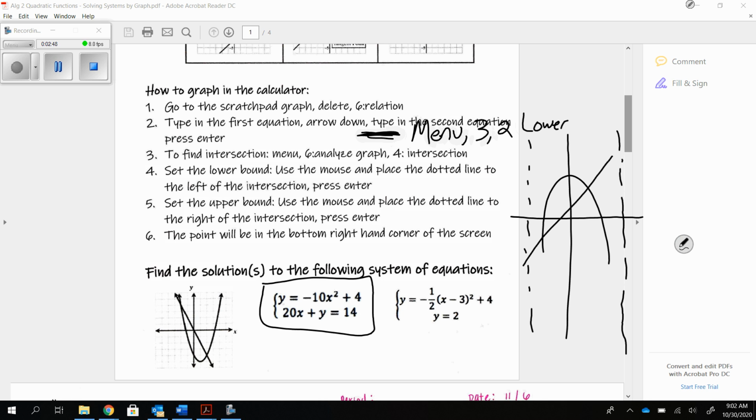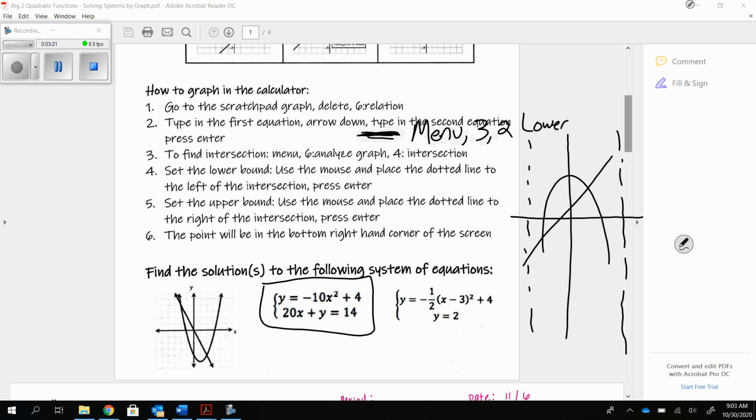Menu 3, 2. So I hit menu 3, 2, relation 1. Now I go y equals negative 10x squared plus 4. Hit the down arrow. A parabola should have popped up. All right. Then we have 20x plus y equals 14. And that's my second equation. I make sure it's in correctly. I hit enter. And now I have my two systems of equations.